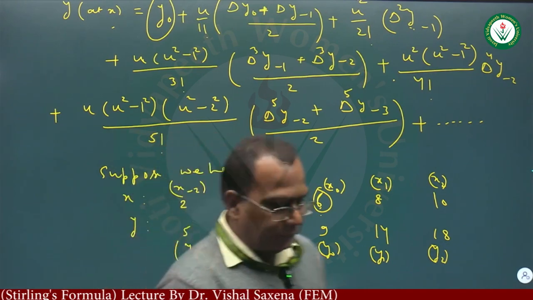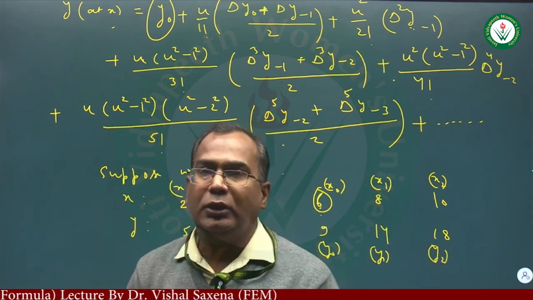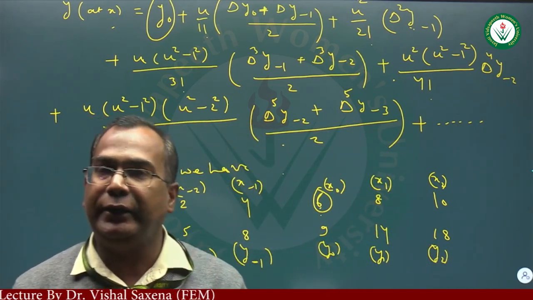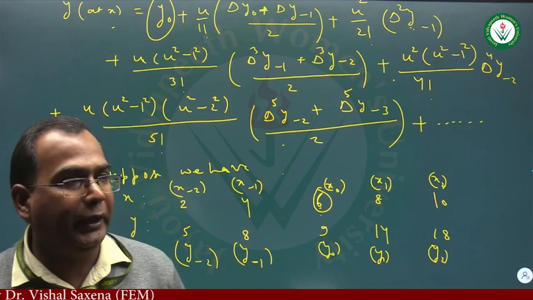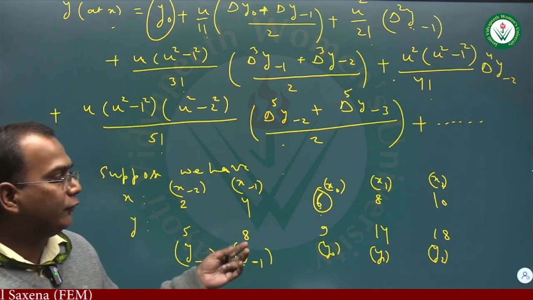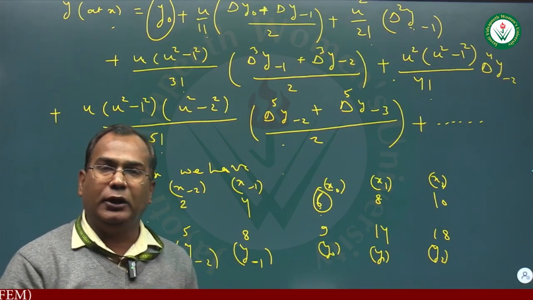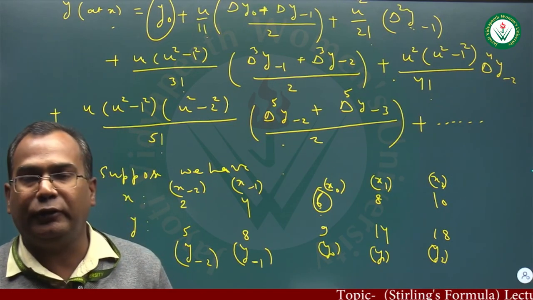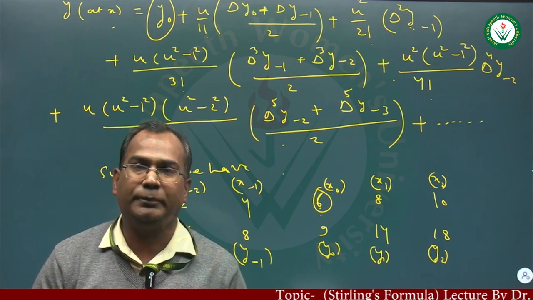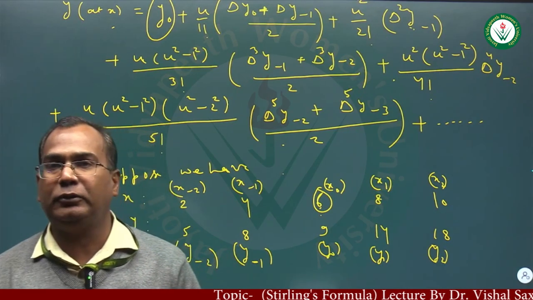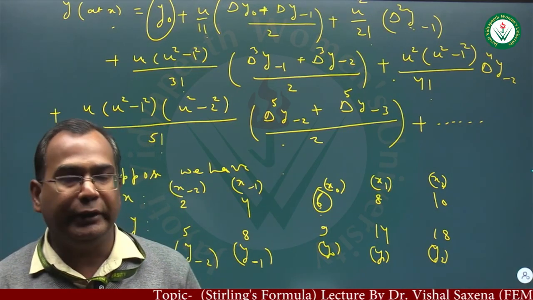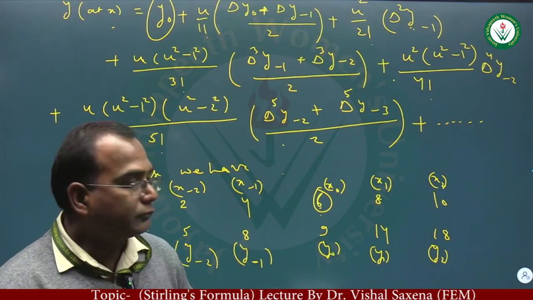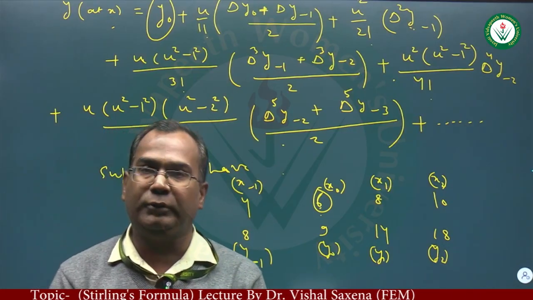So in this way, these are the notations to be assigned here for the given data, and now we have to put the values. First we have to make a central difference table, as we have already discussed in our previous lectures, and then we have to put the values in the Stirling's interpolation formula.